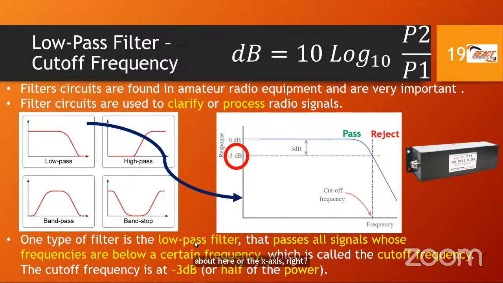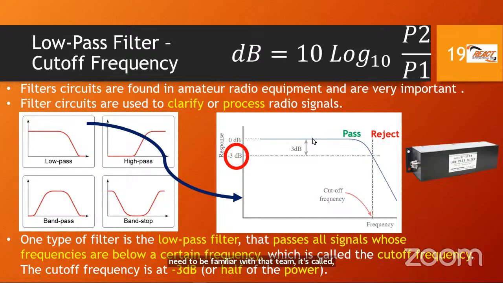One type of filter is called a low pass filter. So we're dealing with the low pass filter, and it passes all signals whose frequency is below a certain frequency, and that's what we need to know. So below this frequency, it passes. Notice the graph is pretty high here. So all of these frequencies here, whatever those frequencies are, it passes, low pass. But there is a frequency above which it rejects, and we need to be familiar with that term. It's called the cutoff frequency.